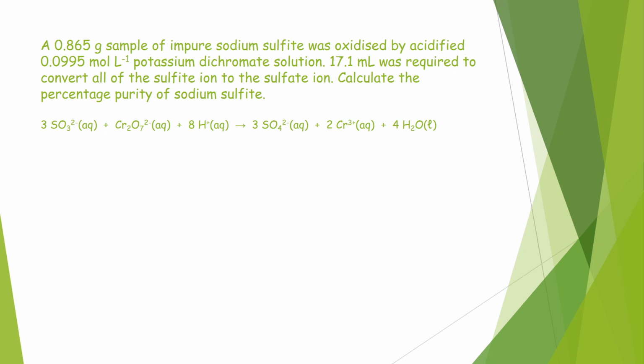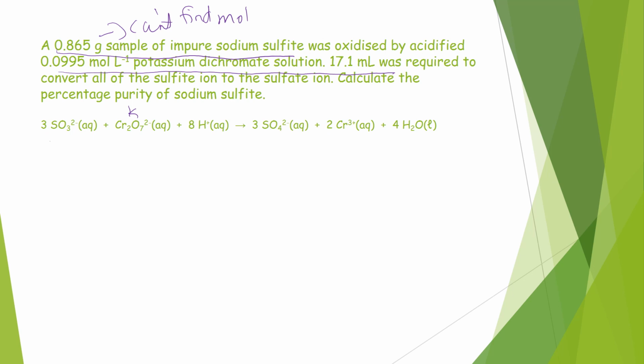Now let's look at an example. It says here, and this one's being very obvious, that we've got 0.865 grams of impure sodium sulfite. So you can't find a mole because it's impure. But we've been told that this reacts with 0.0995 potassium dichromate and needed 17.1 mL of this substance to convert all the sulfites to sulfates. So that is where we're going to find our known. Our known is the dichromate, and from there, we can calculate the amount of pure sodium sulfite.